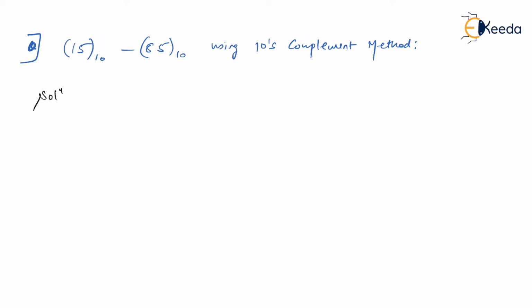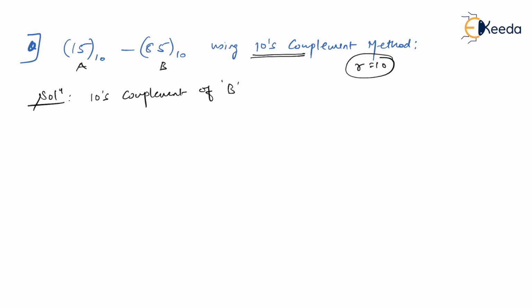Let's see the solution. It is very simple. This is A, this is B. Step number 1 is to take tens complement of B. Don't forget here R equal to 10, and they are asking you to follow the tens complement method, meaning that you are taking R's complement method, right? You know that you don't get tens complement of B in one step. You take nines complement and then you add 1.